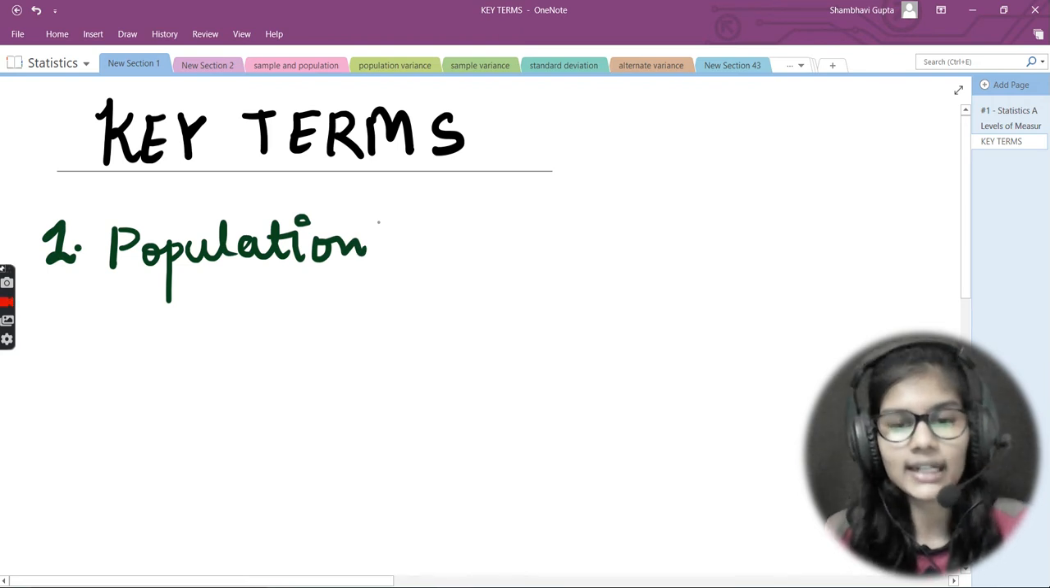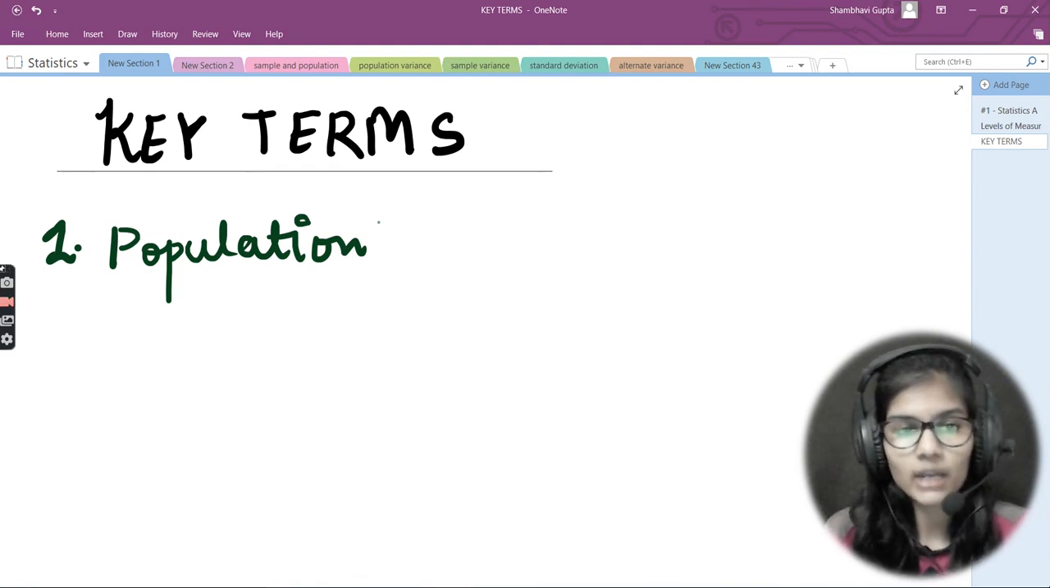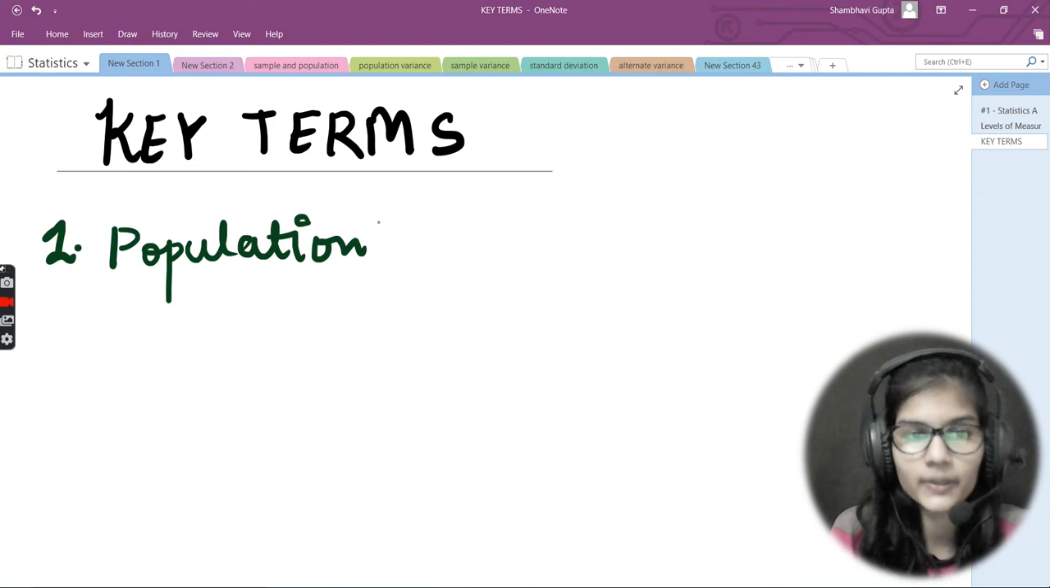Now, you can think of a population as the entire collection of persons or things or any objects. Let's say I'm having a collection of different pens. What is a pen? A pen is a thing, it is an object, right? So when I have a collection of different pens with me, what can we call that in terms of statistics? We can call that a population, right?